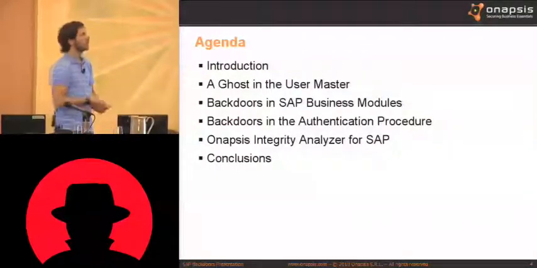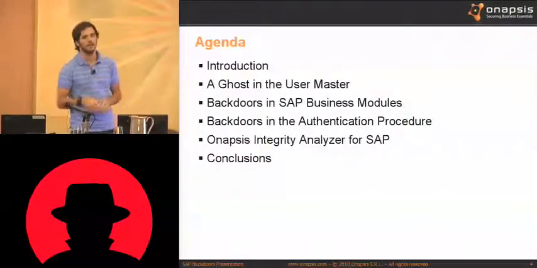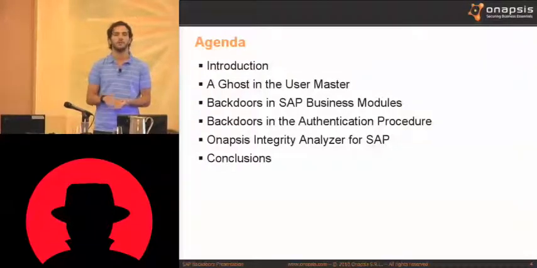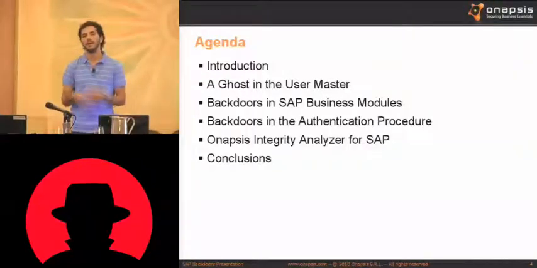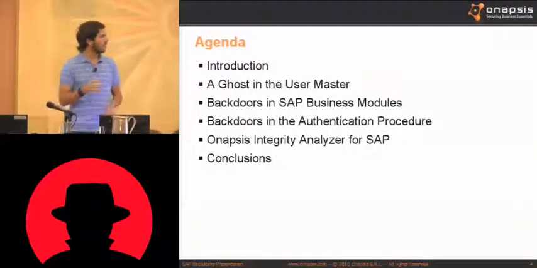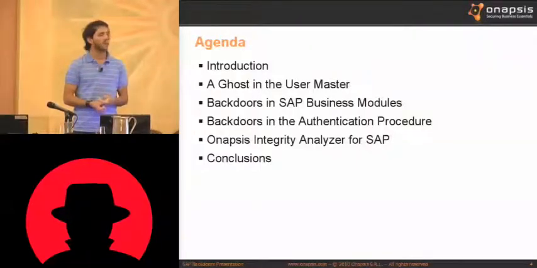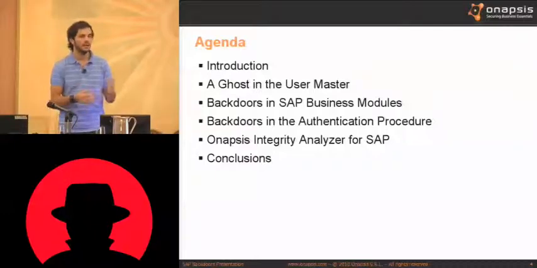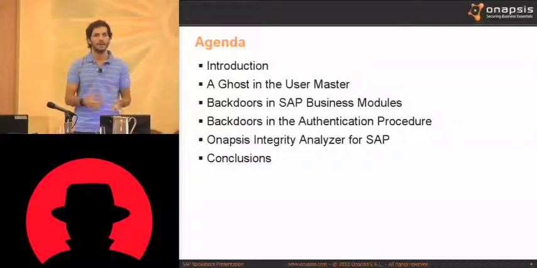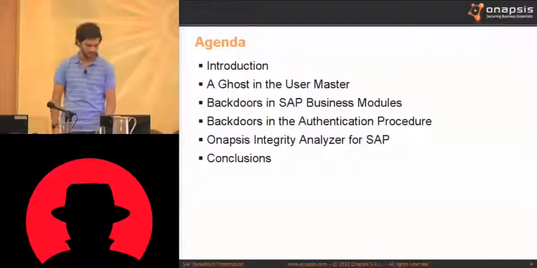So this is what we are going to go through in this presentation. We're going to make a quick introduction to SAP systems. Then we're going to see how it's possible for someone to create a ghost user in the SAP user master. We're going to see how backdoors can affect business modules and how it's possible to backdoor the authentication procedure of an SAP system. And then I'm going to present you a free tool called Onapsis Integrity Analyzer that is going to help you detect this kind of threats.